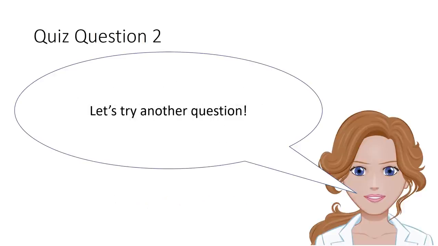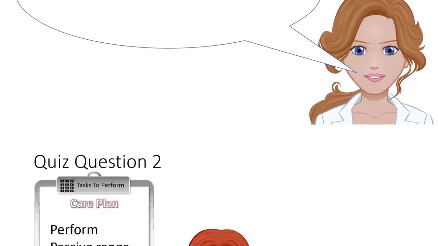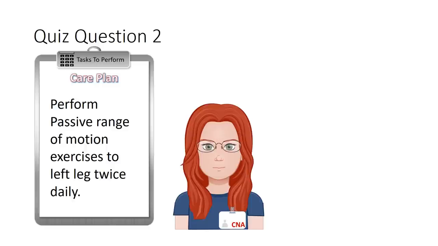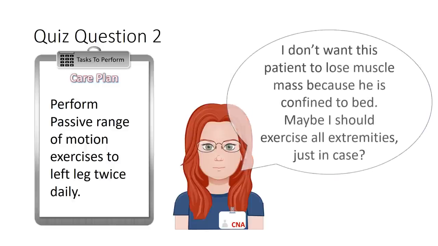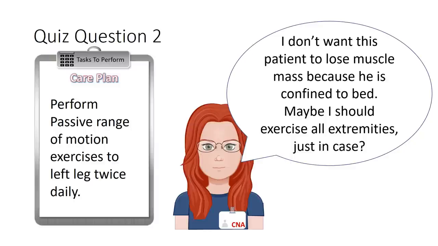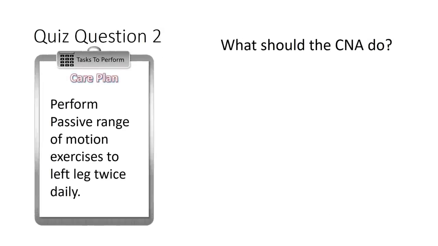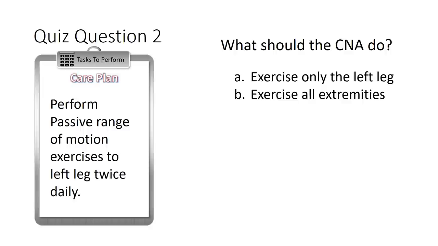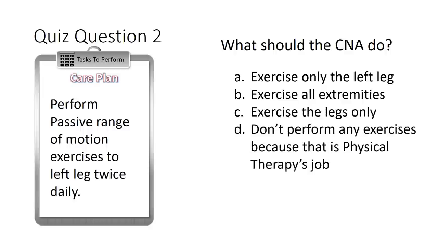Let's try another question. The care plan instructs you to perform passive range of motion exercises to the left leg twice daily. The CNA thinks, I don't want this patient to lose muscle mass because he is confined to bed. Maybe I should exercise all extremities just in case. What should the CNA do? Exercise the left leg only. Exercise all extremities. Exercise the legs only. Or don't perform any exercises because that's physical therapy's job.